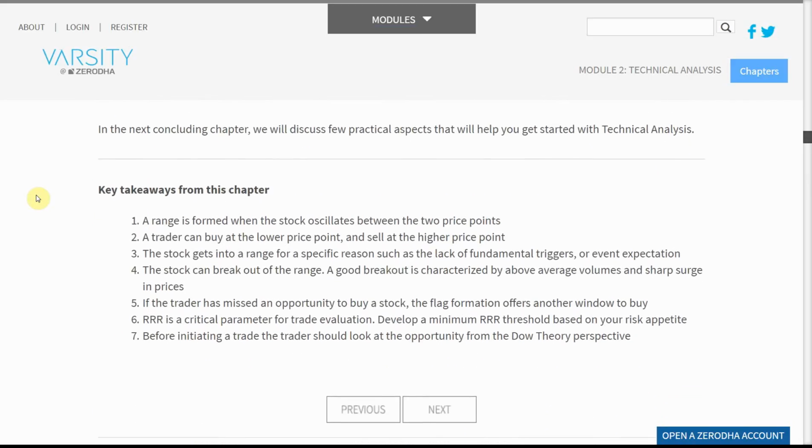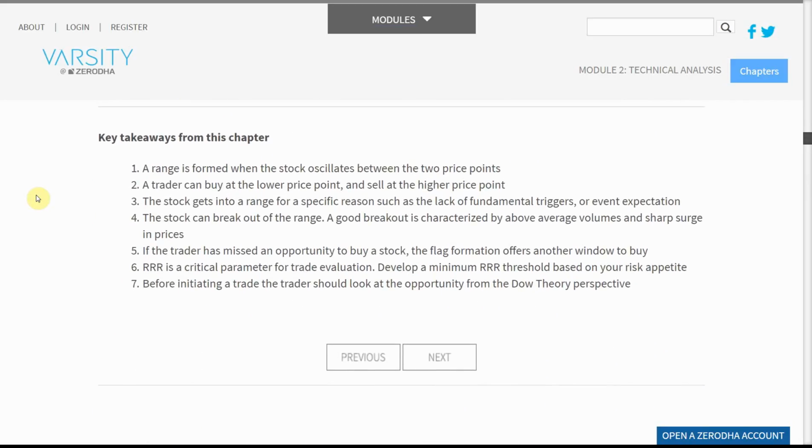Key takeaways from this chapter. A range is formed when the stock oscillates between two price points. A trader can buy at the lower price point and sell at the higher price point. The stock gets into a range for a specific reason, such as the lack of fundamental triggers or event expectation. The stock can break out of the range. A good breakout is characterized by above average volumes and a sharp surge in prices. If the trader has missed an opportunity to buy a stock, the flag formation offers another window to buy.